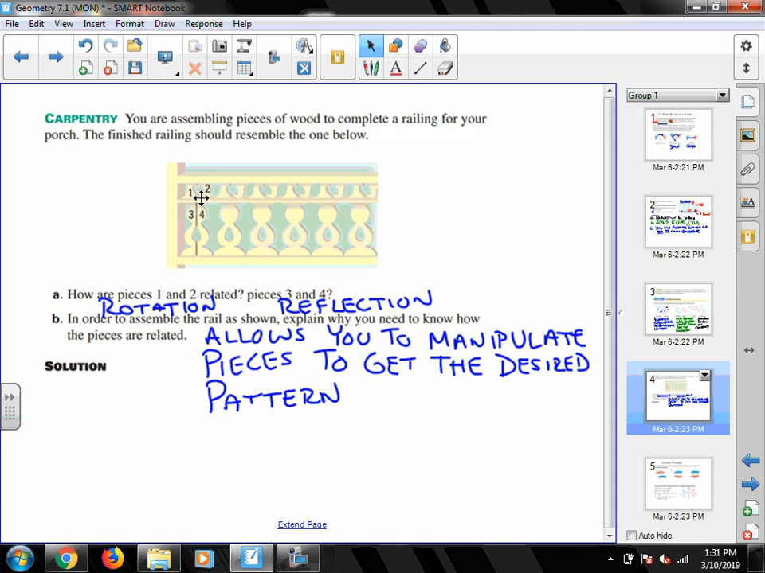So knowing that, you can fit the pieces the way that you need to so that you can make that pattern match there.